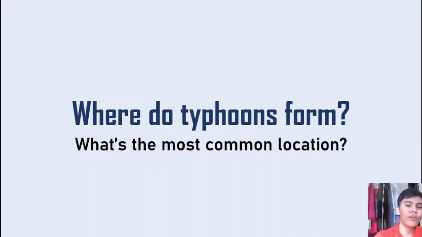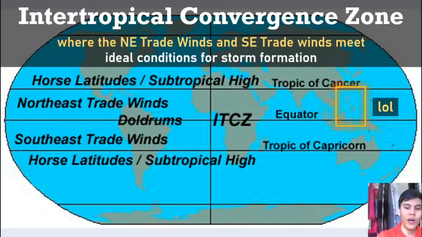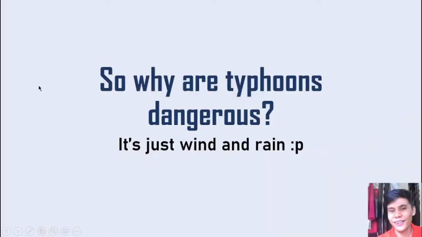So typhoons form, where do they form? Like what actual specific locations are most common? We have the intertropical convergence zone. It's where the northeast trade winds and the southeast trade winds meet together. It's the ideal conditions for storm formations. It's not too violent, the winds. There's periodic warm and cold air meeting each other, and the ITCZ is precisely where the Philippines is. That's why we get lots of typhoons. Fun, right? So why are they dangerous if they're just wind and rain?